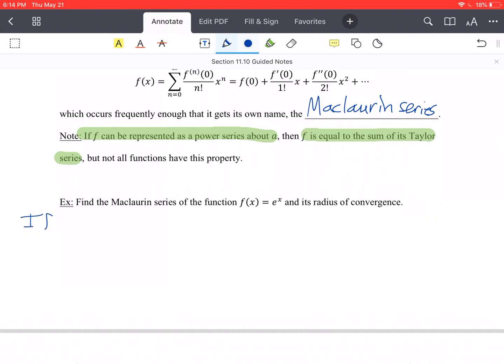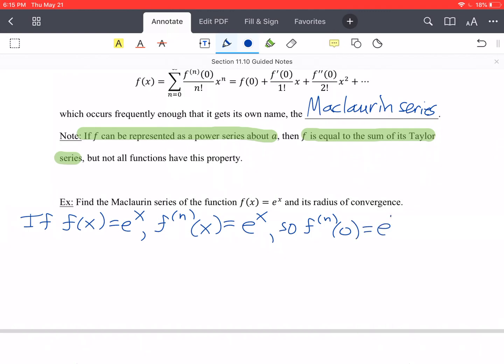So if f of x equals e to the x, then the nth derivative, whatever that may be, is just going to be e to the x, right? Because the derivative of e to the x is e to the x. No matter how many derivatives you take, that's not going to change. So the nth derivative at 0 will always be e to the 0, which is 1, for all n. Okay, so for all values of n.